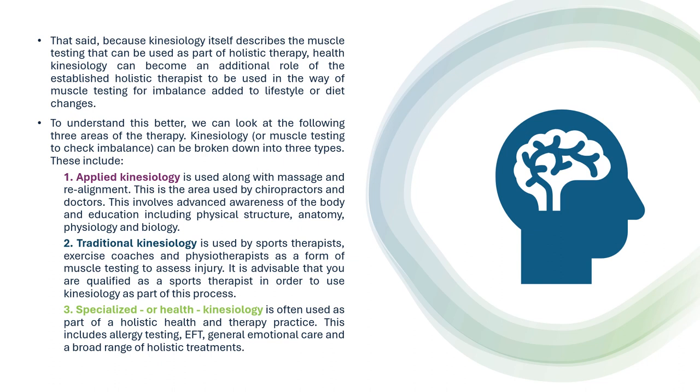To understand this better, we can take a look at the following three areas of therapy. Kinesiology, or muscle testing to check imbalance, can be broken down into three types. These include applied kinesiology, which is used along with massage and realignment. This is the area used by chiropractors and doctors. This involves advanced awareness of the body and education, including physical structure, anatomy, and physiology and biology.